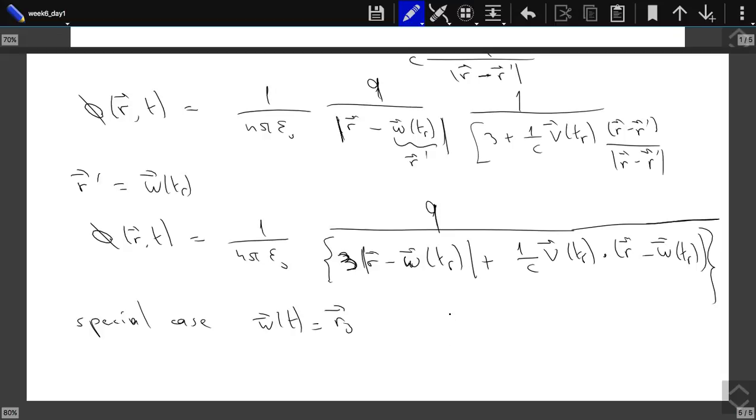So the potential should be phi of r t equal to 1 over 4 pi epsilon 0 q over r minus r0. There is no 3. That is the term that is wrong. That is where I made the mistake. Now, what is the mistake?